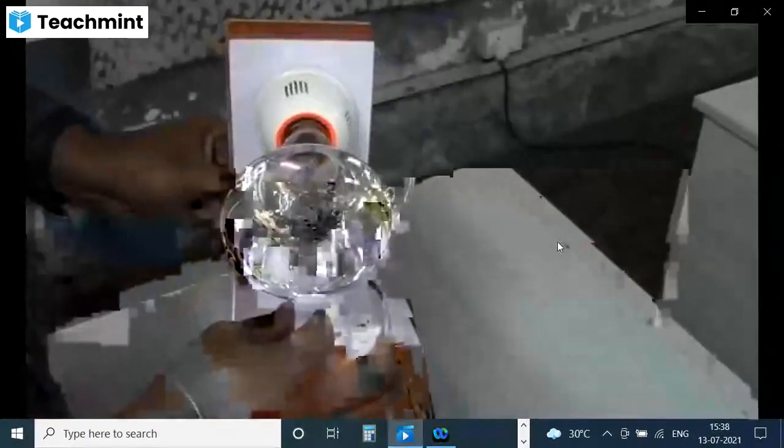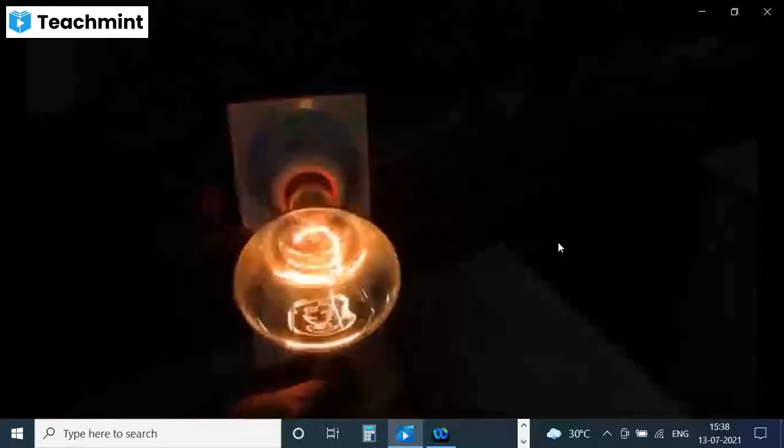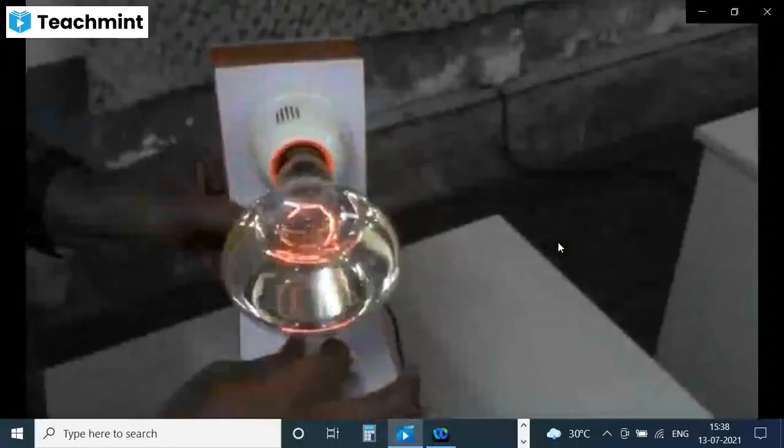You see, students, this is the on and off switch. If you rotate this knob in the clockwise direction, you can increase the brightness of the light. If you rotate it in the anti-clockwise direction, you can decrease the brightness of the light. And finally, this is the switch off. So this is the source of light.